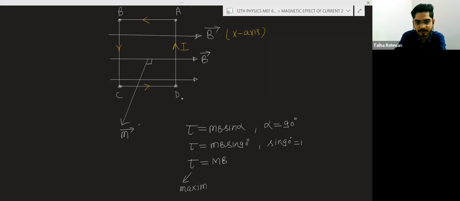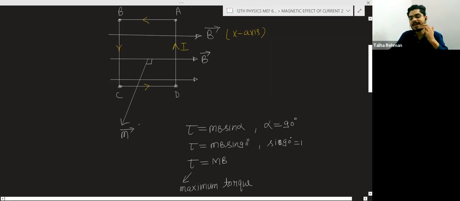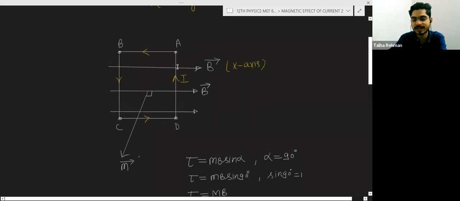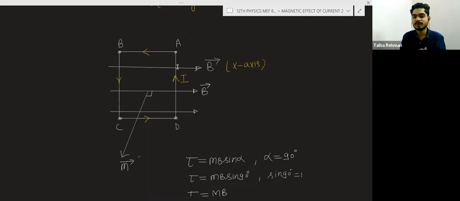Why is this torque the maximum torque? Because the sine of alpha is maximum, and the maximum value of sine is equal to 1, and that too at 90 degree angle. So tau equal to mB is the maximum torque. This is the first case. You have a current carrying coil in which the current is I, and there is some magnetic field. This time the magnetic field is perpendicular to the magnetic moment.